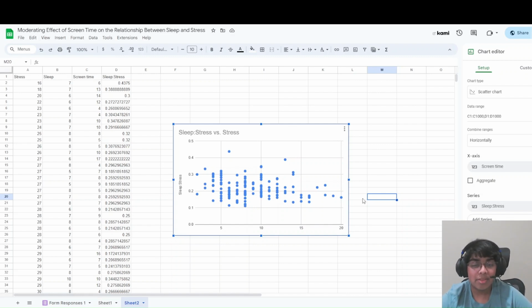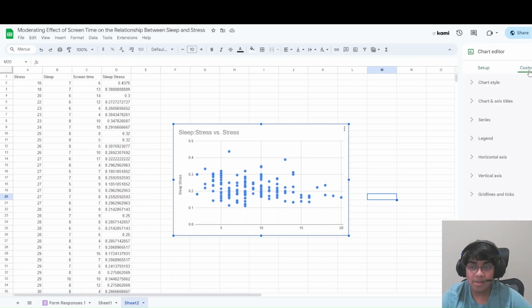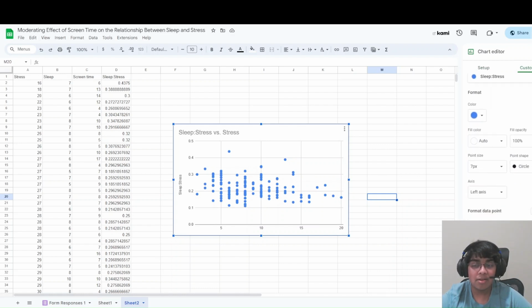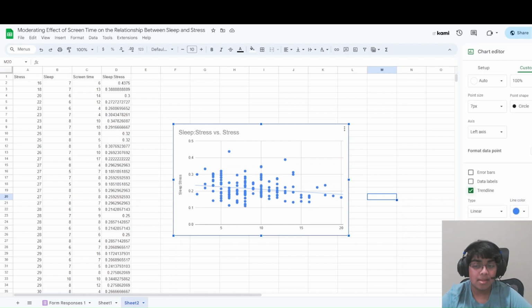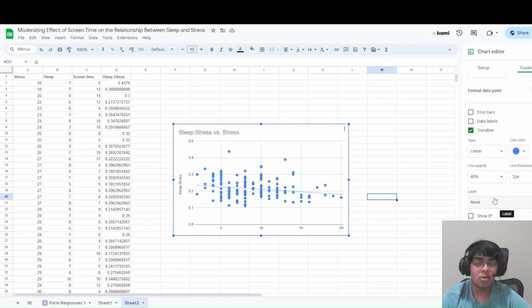And what we can do with this information is, if we go over to Customize and Series, you'll want to scroll down until you find a trend line. This will generate a line of best fit, which is a line that tries to map out the points in the dataset. And so in this case, you'll want to scroll down to Label and click Use Equation.